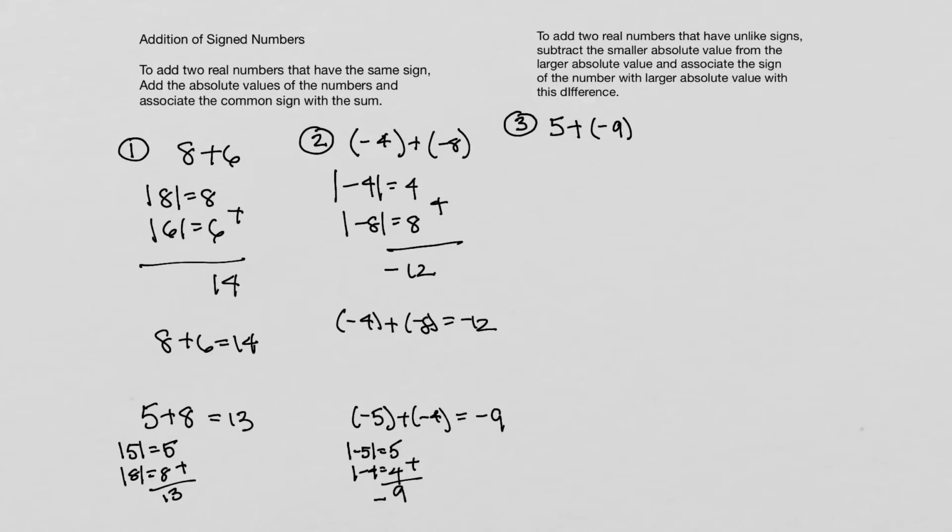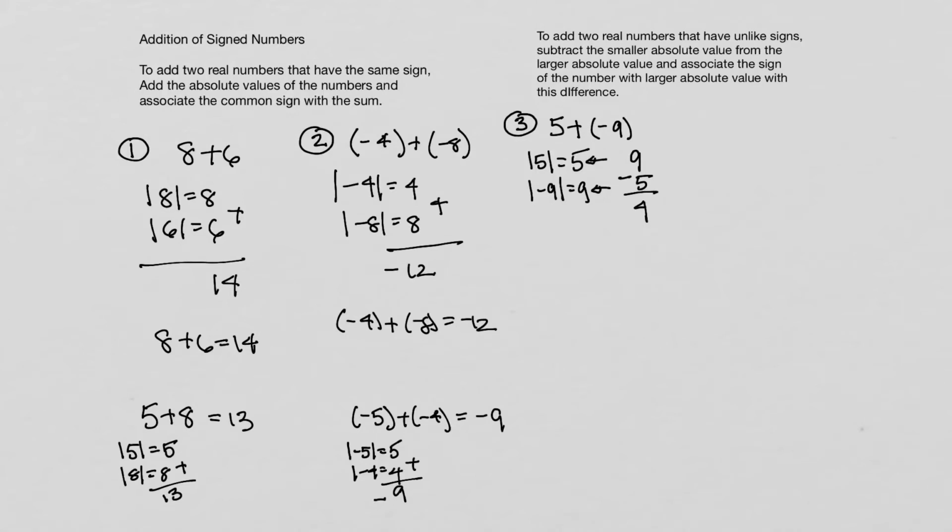So again, as in numbers 1 and 2, we need the absolute value. So let's get the absolute values here. The absolute value of 5 is 5. The absolute value of -9 is 9. Now, the rule says to subtract the smaller absolute value from the larger. So let's take the smaller, which is this one here, and subtract it from the larger, which is this one here. So we're going to get 9 minus 5, and that's a 4.